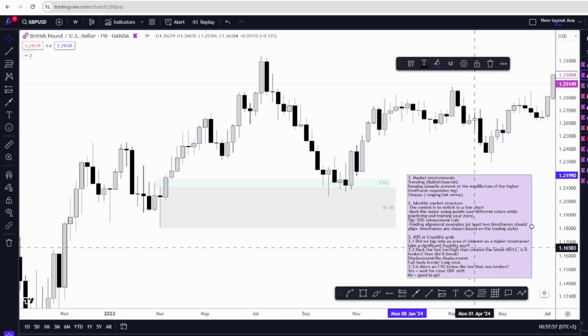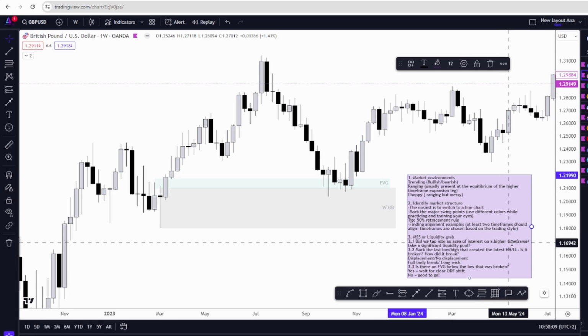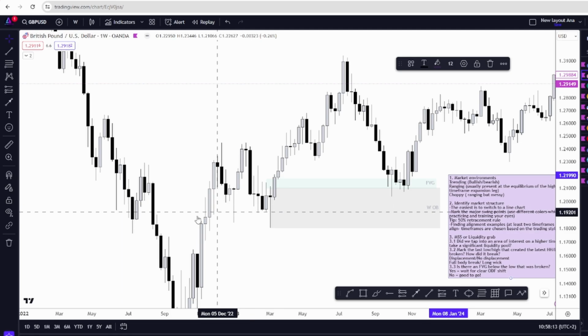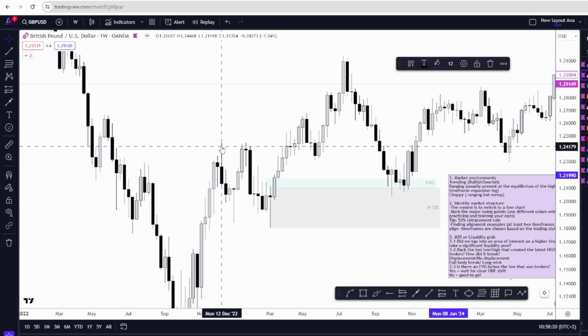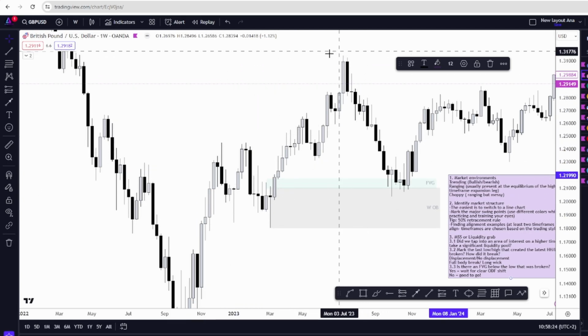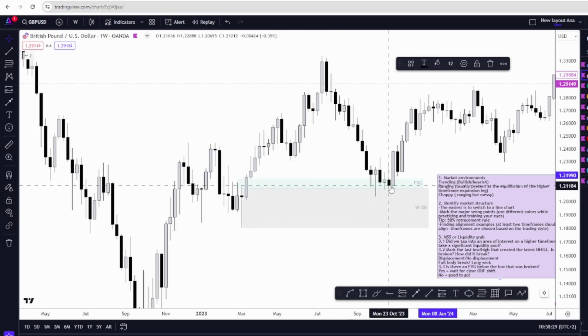So now I'm gonna first give an example of a valid market structure shift, and later I'll give an example of a liquidity grab. So the first question: did we tap into an area of interest on a higher time frame, or did we take a significant liquidity pull? Here, I mentioned that on the weekly chart we had the first market structure break, or market structure shift, and we had another break of structure here, so we created a new higher high.